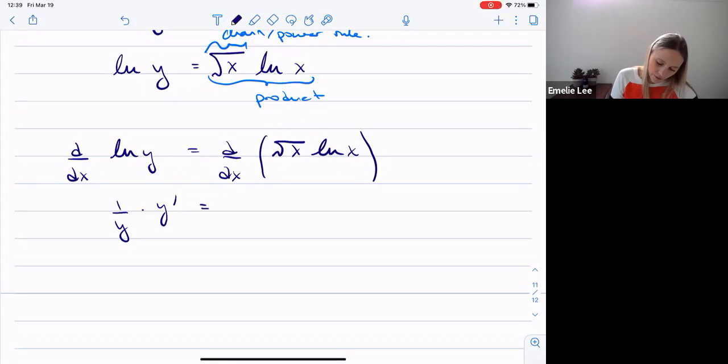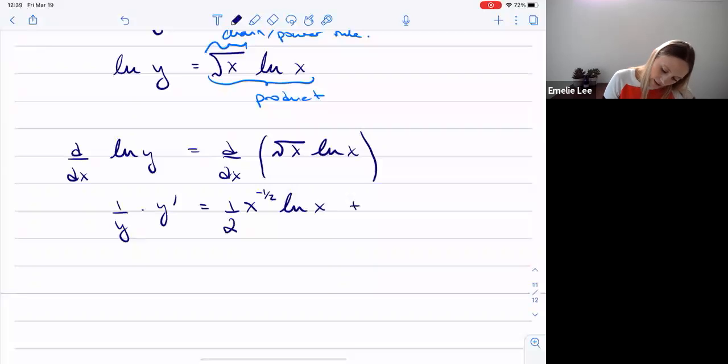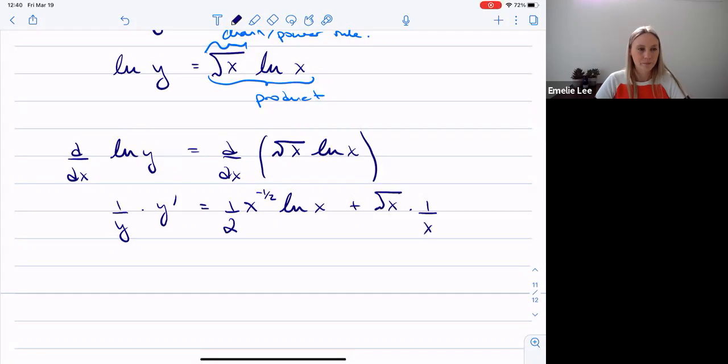And then I have the product rule. The derivative of the first term is 1/2. Can I just write the root of x underneath maybe? No, I'll do x to the negative 1/2 here. Doesn't matter if you want to bring it down right away, that's totally fine. Times the second function, which is the log of x, plus the root of x, which is the first term, times the derivative of the second function, which is now 1 over x.